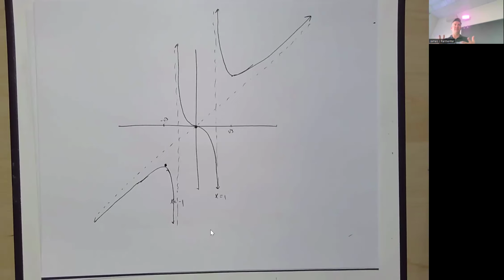Unless you have something that is weirdly not differentiable somewhere, then you might have some weird concavity stuff. All right. Yeah, that was gross. Let's talk about optimization.